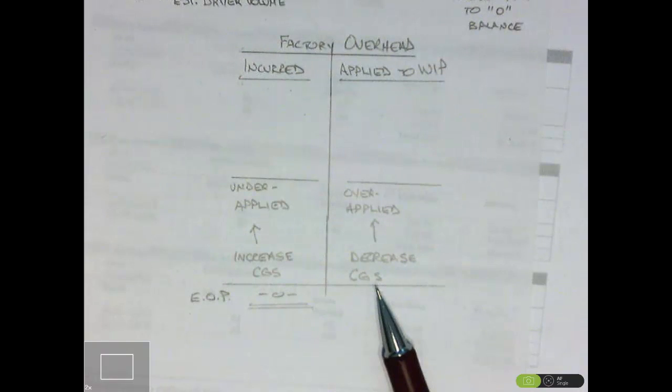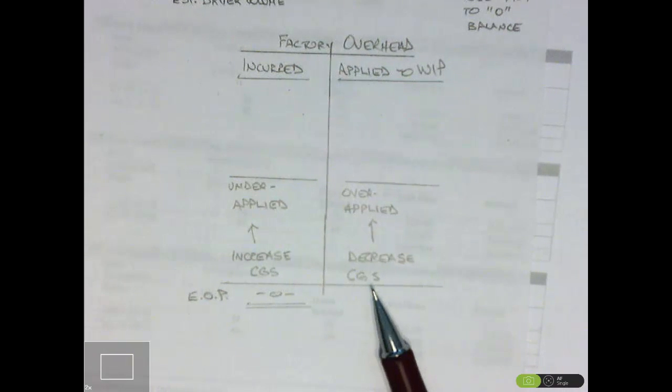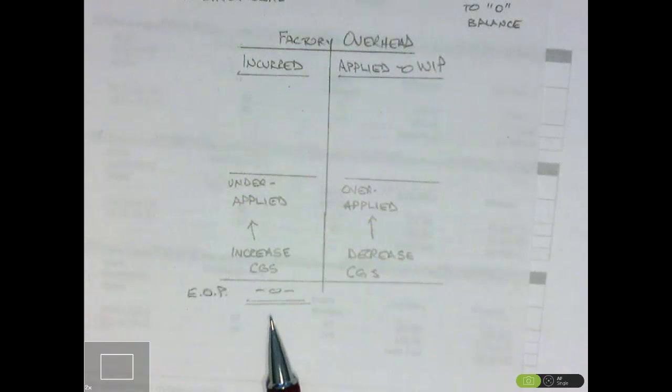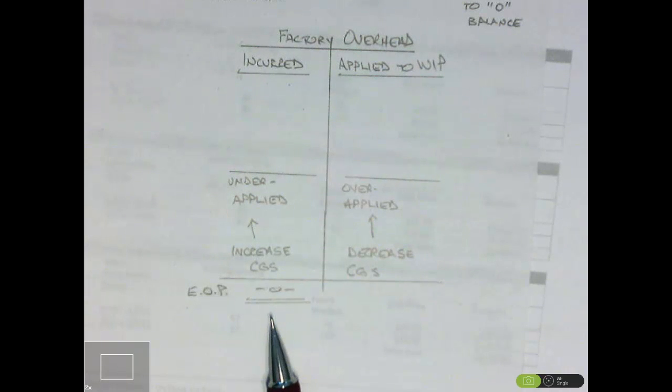So in the second case, where there is over-applied overhead, factory overhead would be debited to decrease it, and cost of goods sold would be credited to decrease cost of goods sold. At the end of every year, though, or of any period, the factory overhead account should show a zero balance.